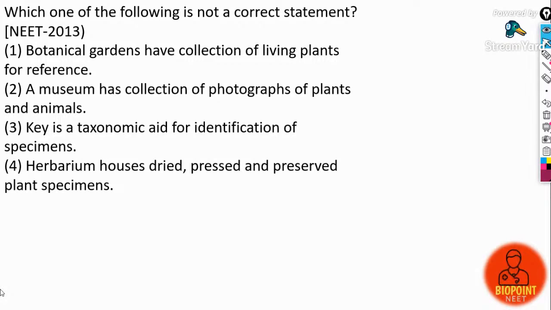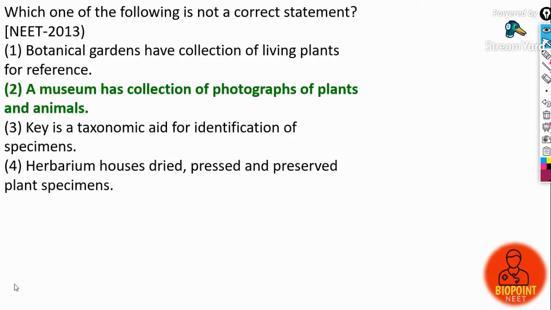Yes, option two commented by Ayo Scott, Nila. Then Shraddha and Calvin, where are you? Comment me the answers very fast. Calvin, 2. Ayo Scott gave the reason: museums do not have photographs. Shraddha, option 2. Nila, option 2. So let's reveal the answer. Exactly. A museum has a collection of photographs of plants and animals is the wrong statement.